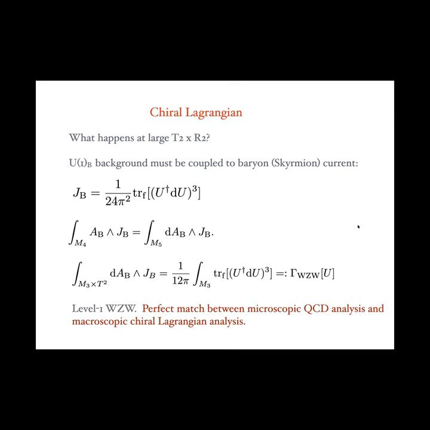Now this term is in five dimensions, whose boundary is our four-dimensional spacetime. And now look what happens when there is this flux: I can integrate over T2, and this thing reduces to a three-dimensional Wess-Zumino-Witten term. Remember, I am still on very large space, but I am considering distances larger than the T2 size. So this exactly reduces to level one Wess-Zumino-Witten. So this U is actually the field of the chiral Lagrangian.